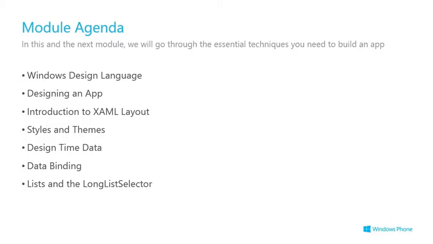In this one, we're going to talk about the whole design language. Design is very important. We need to start by thinking about what it is we're trying to do. Then I'm going to introduce you to XAML, for those of you who are not familiar with that. Then how we work with Windows Phone styles and themes, and how we can create design time data to help with that creation exercise. Data binding is an important technology you have to understand. And then we'll look at how you create templates to show stuff in lists and the long list selector.